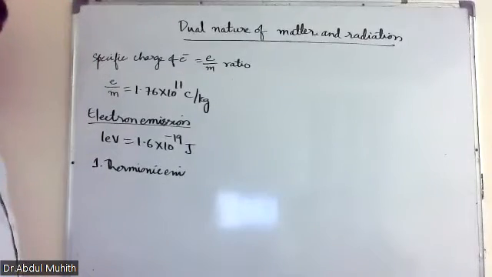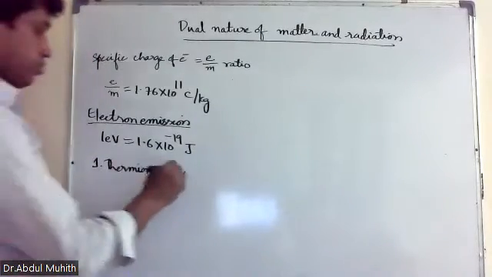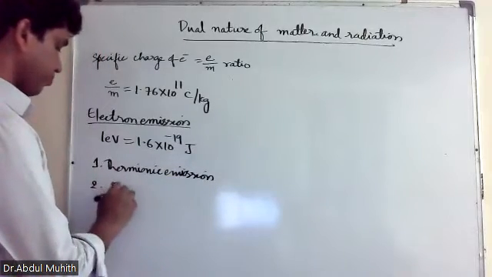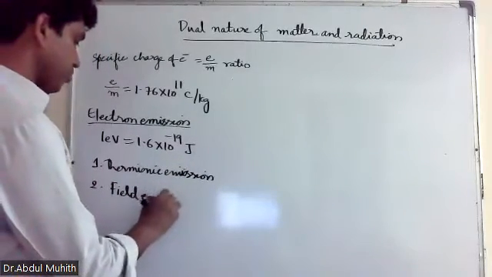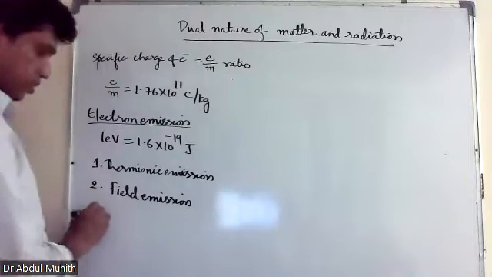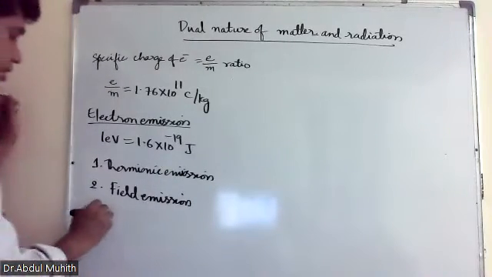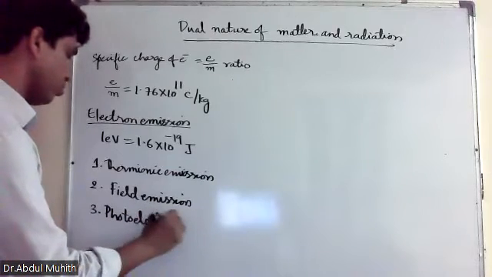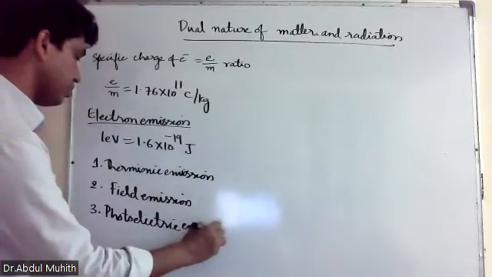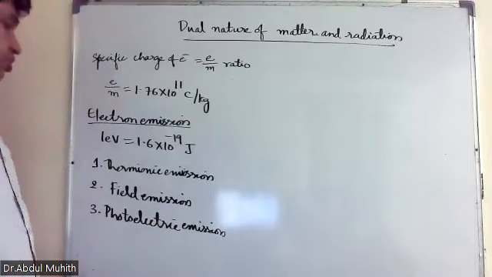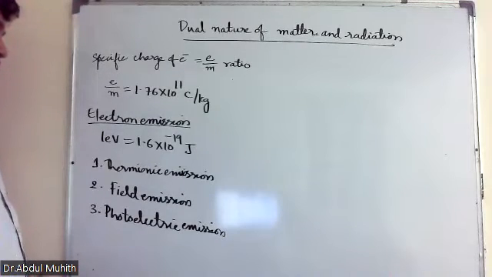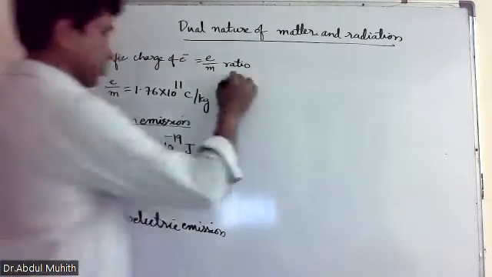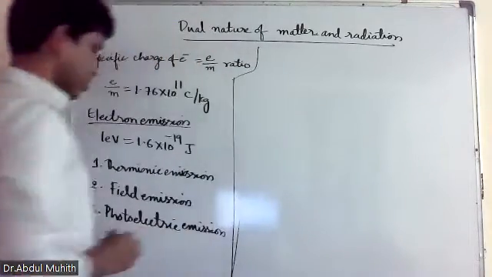See, there are three ways in which electrons can be emitted. One is thermionic emission, the second one is field emission, and the third one is photoelectric emission. Okay: thermionic emission, field emission, photoelectric emission. So the first one is thermionic emission. What is thermionic emission?